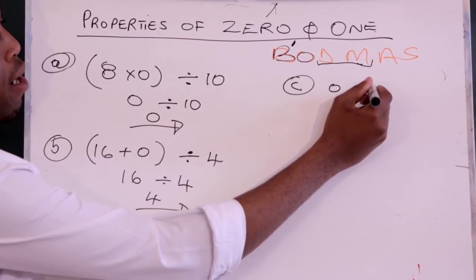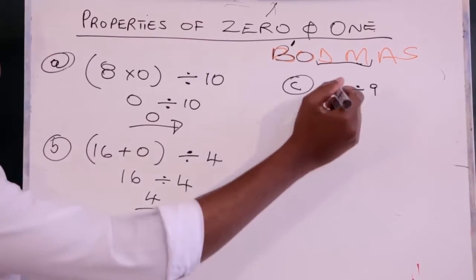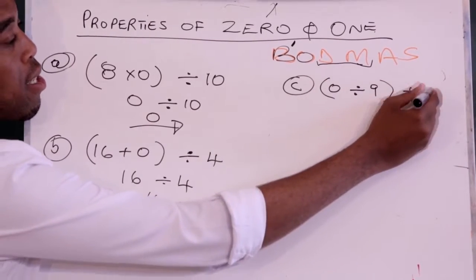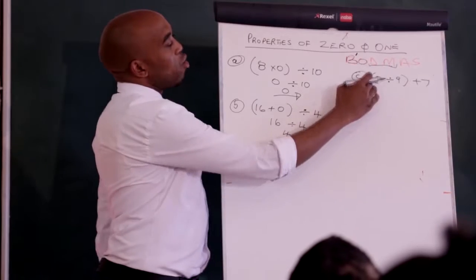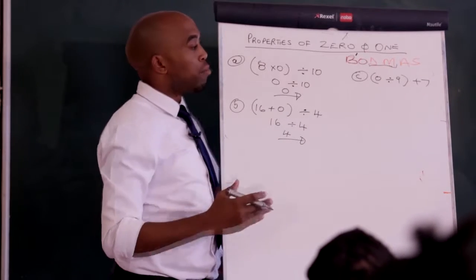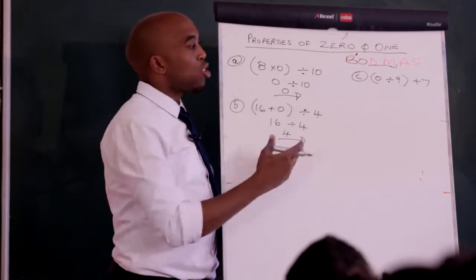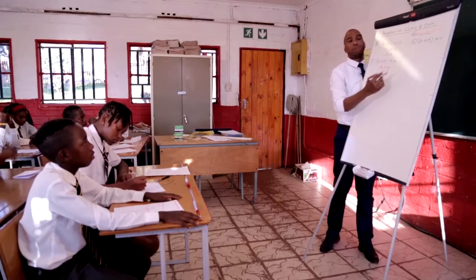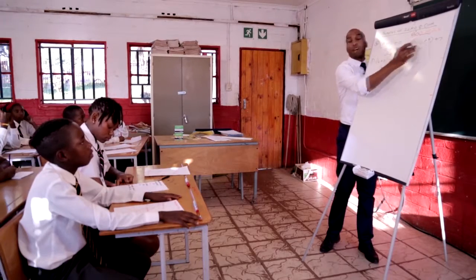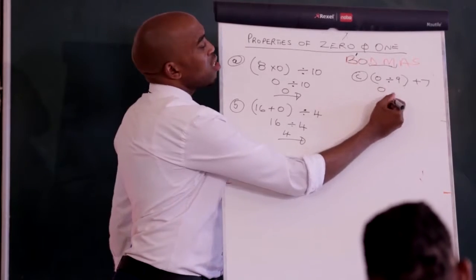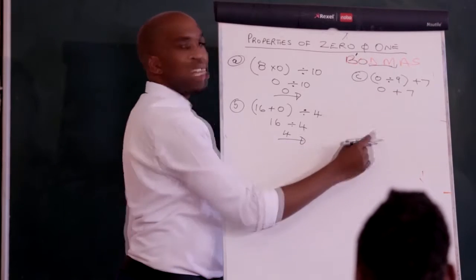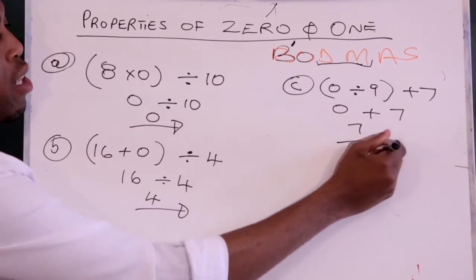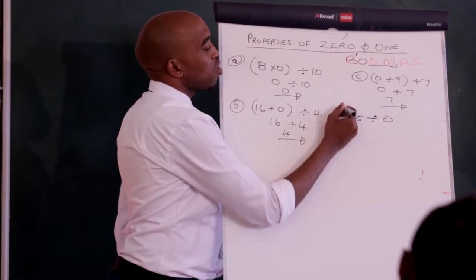Now let's move to the next question. 0 divided by 9 in brackets, and then plus 7. So where do we start? Brackets or addition? Brackets all the time, because of the order of operations rule. So 0 divided by 9 is 0 all the time, plus 7. Then 0 plus 7 is 7. Well done.